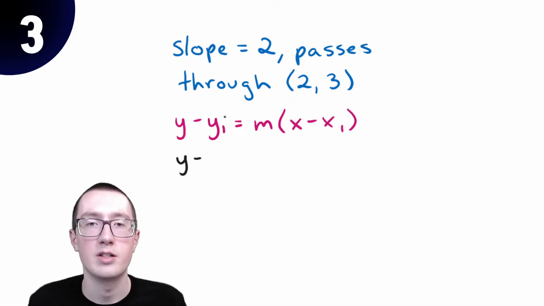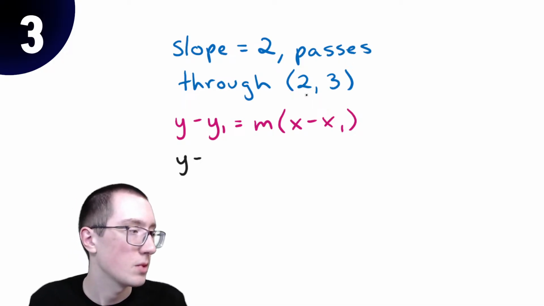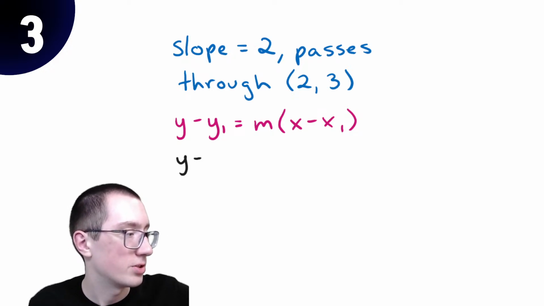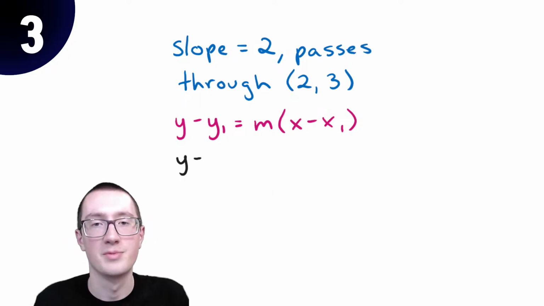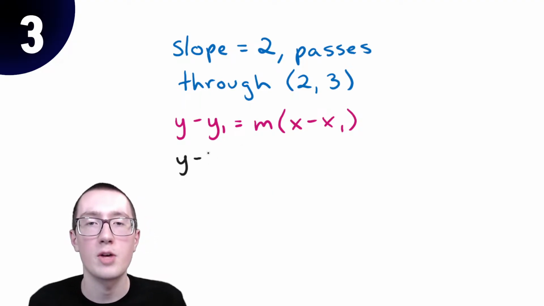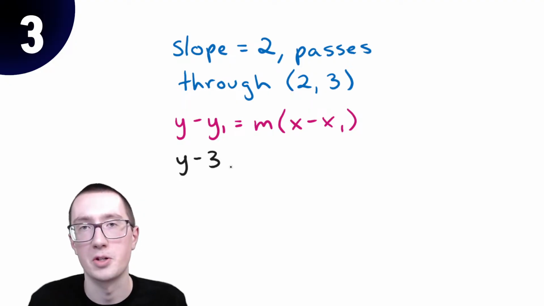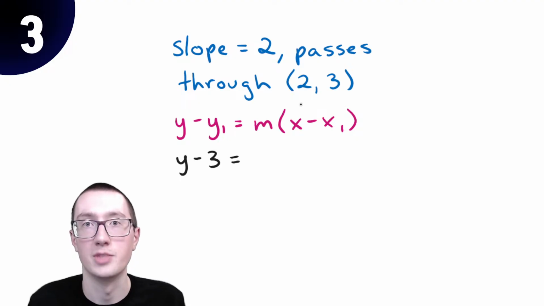So y minus, now we have y1, which just means the y of the point that we know. So we have y minus y1, which is the y of our point. And remember that the y is the number on the right, so the number on the right is 3. So we'll put in 3. Then here we have m, which is our slope, and in this case, that's 2. So we'll put a 2 here instead of m.